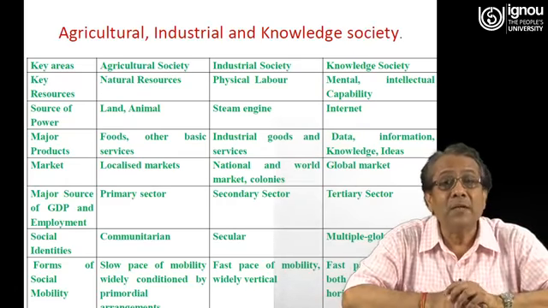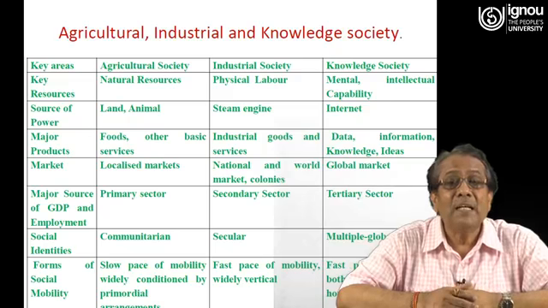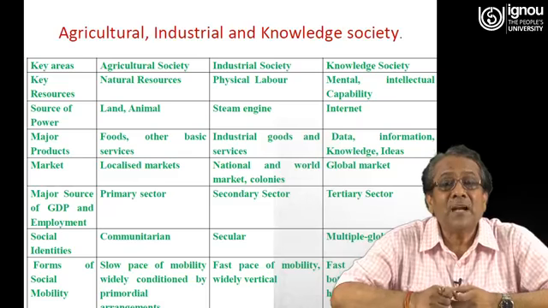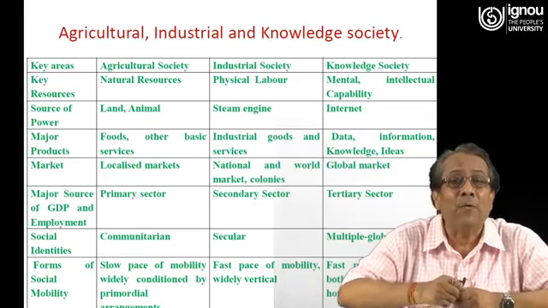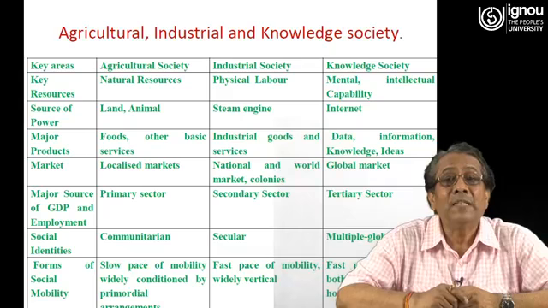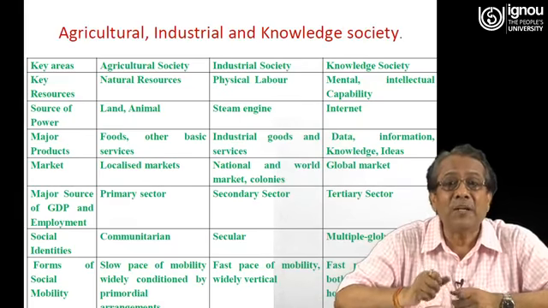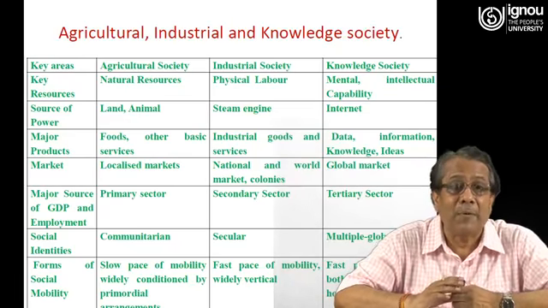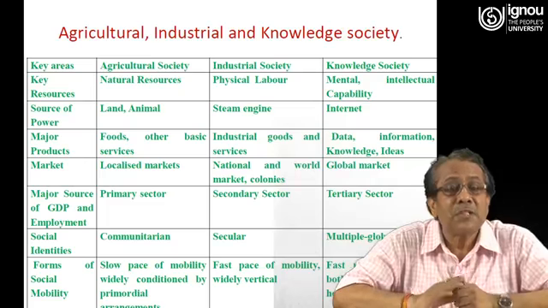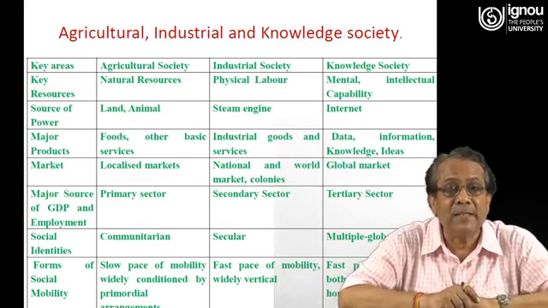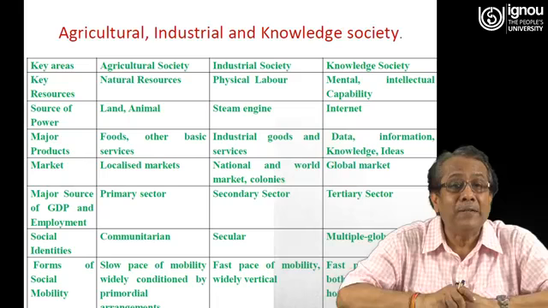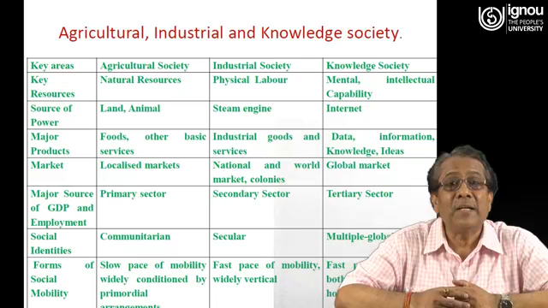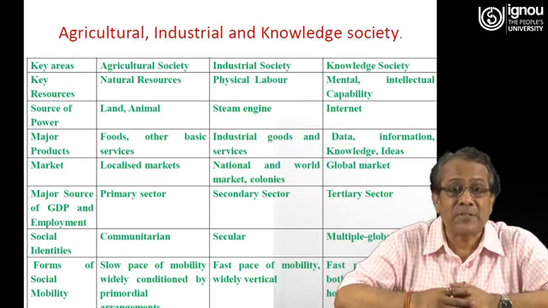But in knowledge society, we talk about the global society, because trade will go on across the globe. It is not that data will remain confined to one localized area or the national territory within the sovereign boundary. We find that data, information and knowledge are traded across the globe without much concern for national boundaries. Now, the major sources of GDP in these three kinds of society: the primary sector for agricultural society, the secondary sector for industrial society, and the tertiary sector for knowledge society, these are the major sources of their economy.